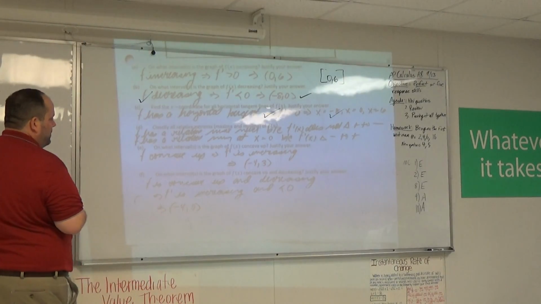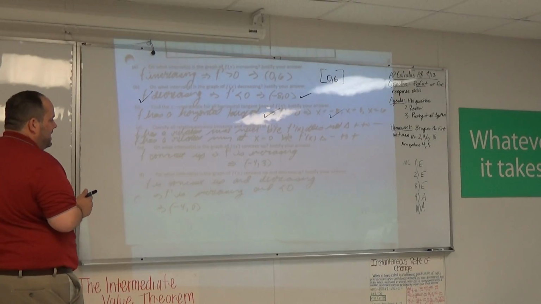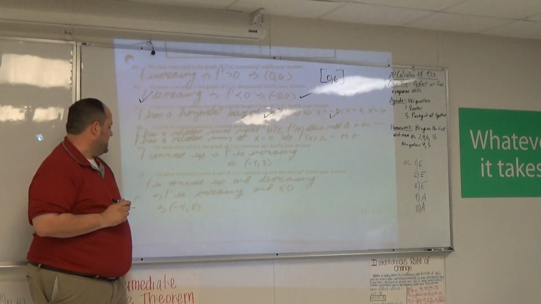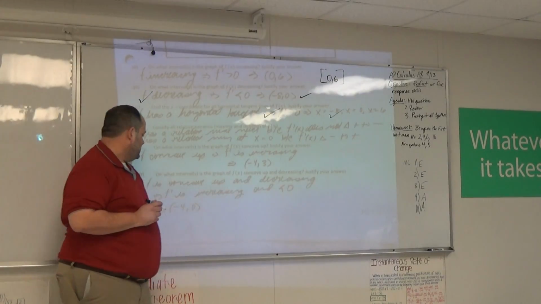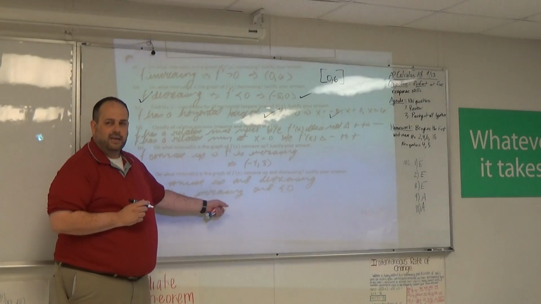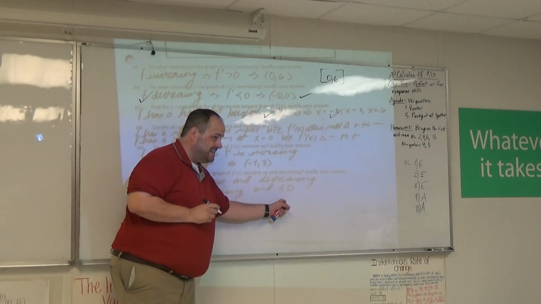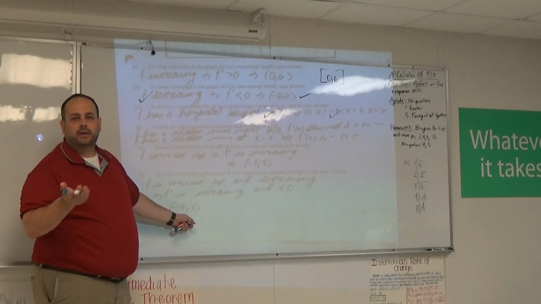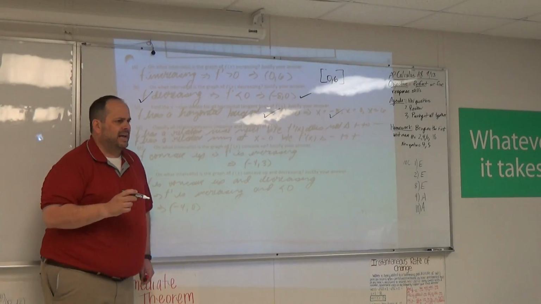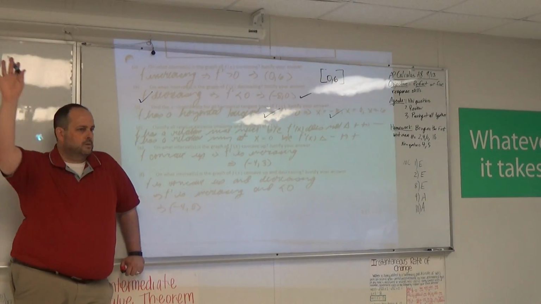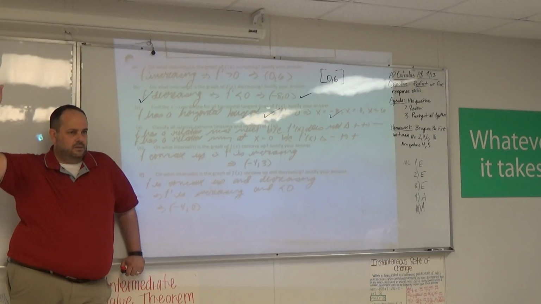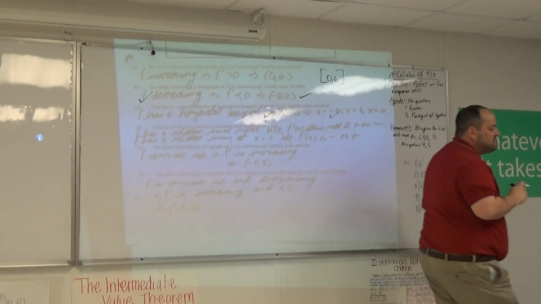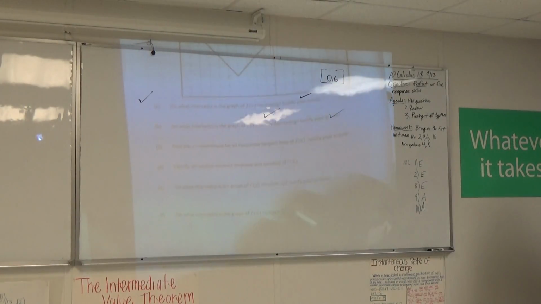And lastly, part F, on what interval is the graph of F concave up and decreasing? I need both things happening at the same time. F is concave up and decreasing means F prime is increasing and negative. Where am I increasing and negative? -4 to 0. How many guys got all of those? We're in a good place? Or almost all of them? I can take almost all of them. All right, G, H, I, and J.